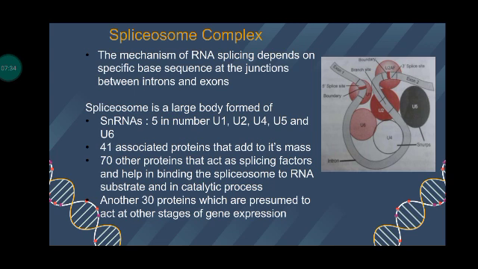associated proteins that add to its mass. It also contains 70 other proteins that act as splicing factors and help in binding the spliceosome to the RNA substrate and in the catalytic process, and another 30 proteins which are presumed to act at other stages of gene expression. Basically, introns have a 5' splice site, a 3' splice site and a branch sequence. These three are recognized by the spliceosome complex. These RNA protein complexes together form a large splicing apparatus called the spliceosome.